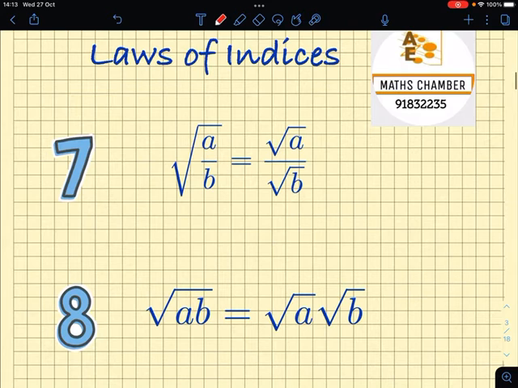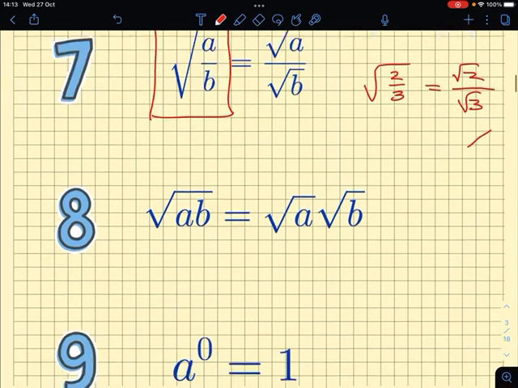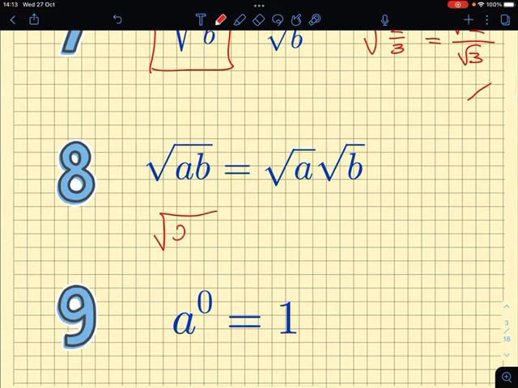Same thing as this, you can split them. For example, you have the square root of 2 over 3. That will be root 2 over root 3. Done deal. Same thing, the square root of 2 times 3 will be root 2 times root 3.